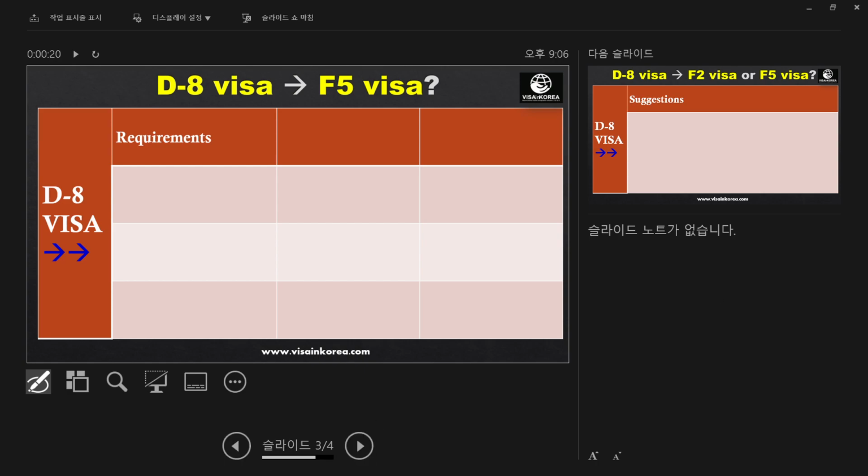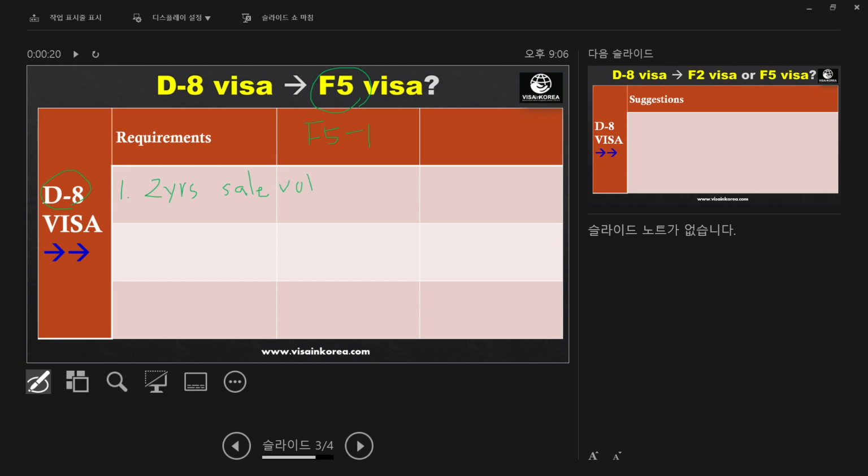Okay, so the F5 visa, right? What is the F5? I'll recommend two F5 visas. First is the F-5-1, but I really don't like to recommend it, because if you apply for the F-5-1 with a D8 visa, the first thing you have to meet is 2 years of sales volume.